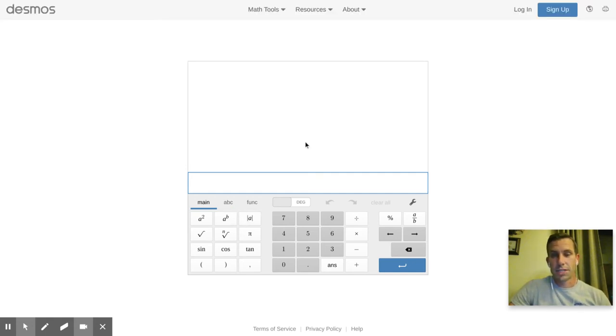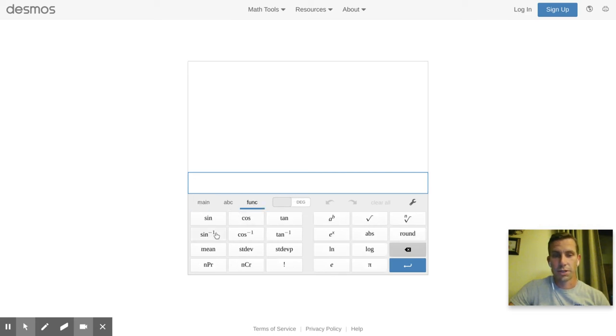On the Desmos scientific calculator, you have to click function, and you get more functions. So we have sine, cosine, and tangent here. We also have sine inverse, cosine inverse, and tangent inverse. So sine inverse, I can click that right there. I can type 1, and I see 90.